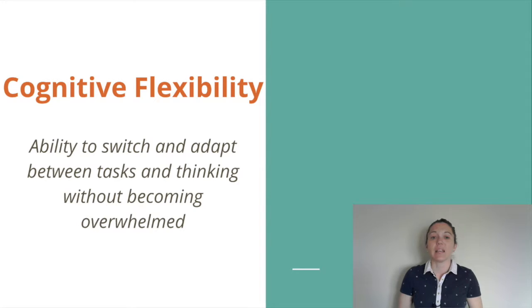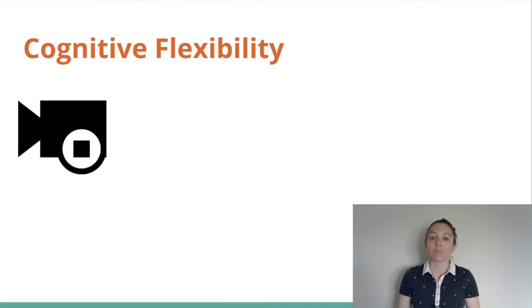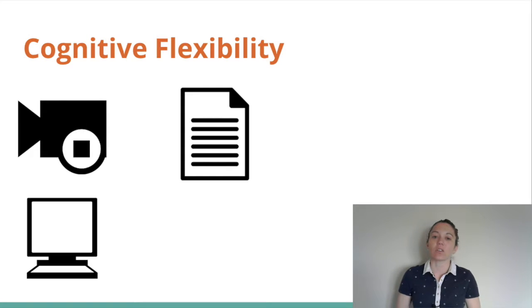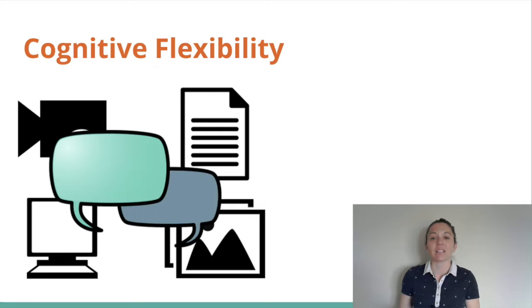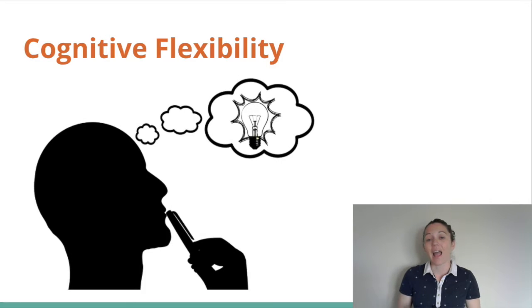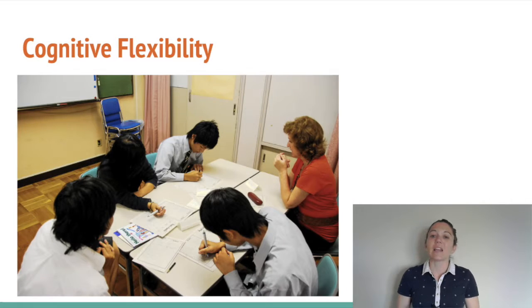Cognitive flexibility is the ability to switch and adapt between tasks and thinking without becoming overwhelmed. For example, a teacher designed a lesson where the students have to move through a variety of stations independently. After creating the lesson, the teacher reflects on her classes and realizes that in one period, she has several students that struggle with cognitive flexibility. Instead of allowing the students to move freely through the stations, she decided to put them in groups.